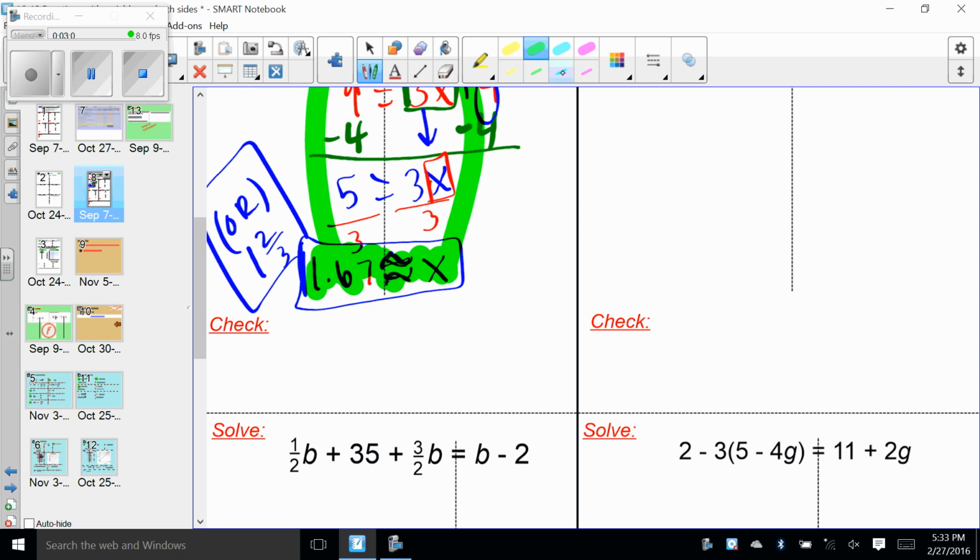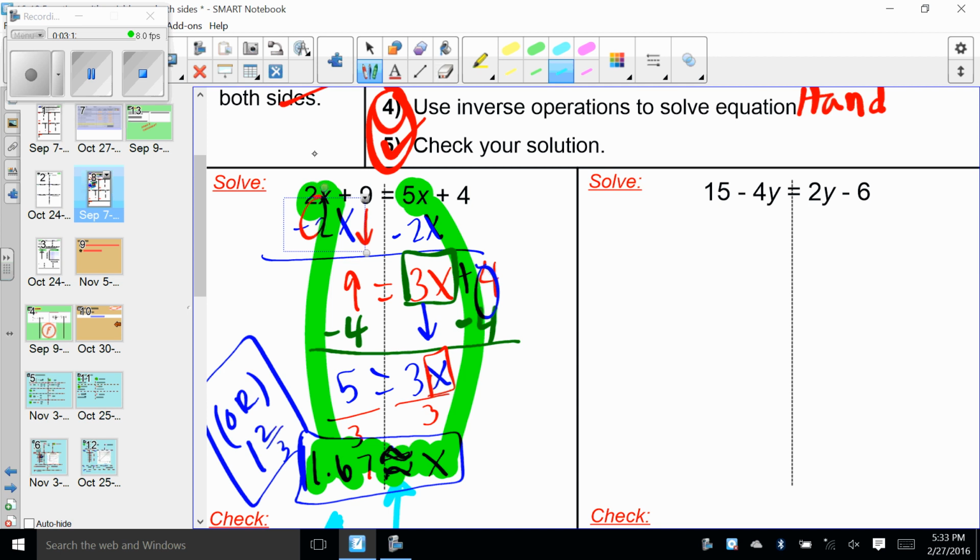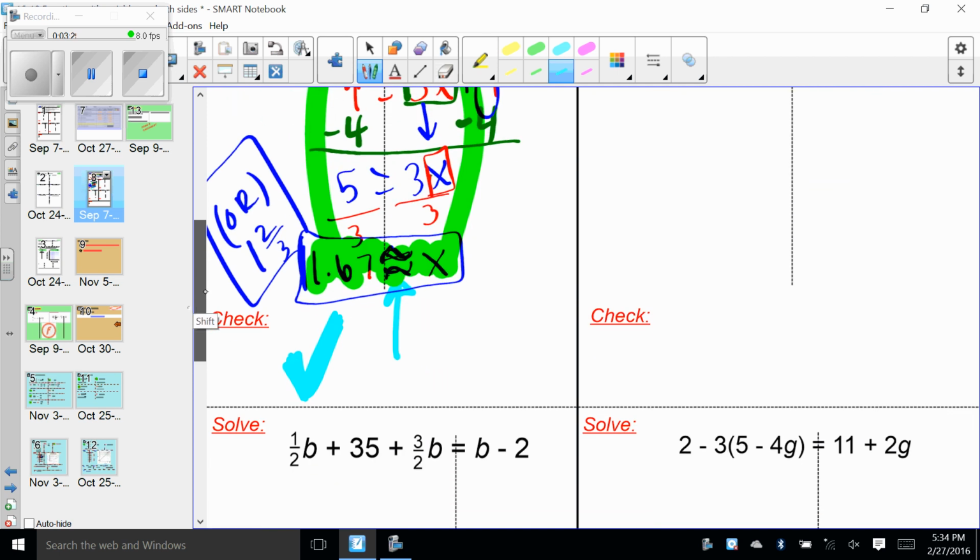Now, when you do that, you're not going to get a perfect answer because we rounded right here. So just know that when we go to do our check, it's not going to be perfect from the left to the right. So go ahead and pick up that calculator, plug in 2 multiplied by 1.67 plus 9. See what you get. And then we're going to do the right-hand side, 5 multiplied by 1.67 plus 4, and those answers should be pretty close. Not perfect, but pretty close. Good enough because of rounding.